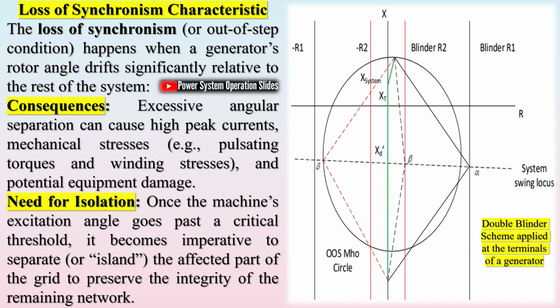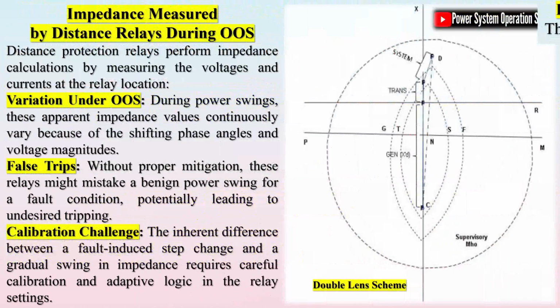Critical clearing angle delta C. There exists a boundary angle beyond which the system cannot recover. If the rotor angle exceeds this critical clearing angle, the disturbances become self-reinforcing, eventually leading to generator separation and potential cascading outages. Time frame. Transient stability analysis is typically concerned with the first few seconds after a disturbance, as this period is crucial for deciding the corrective protective actions.